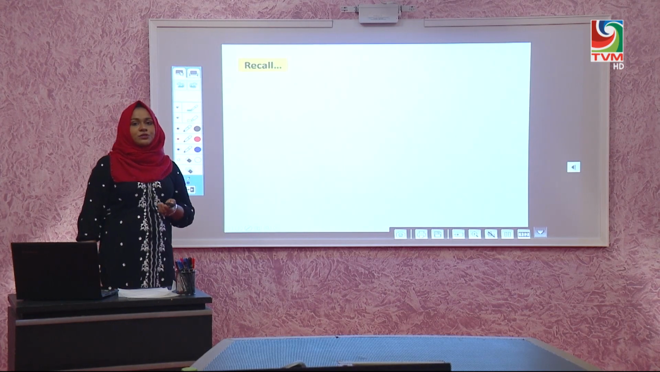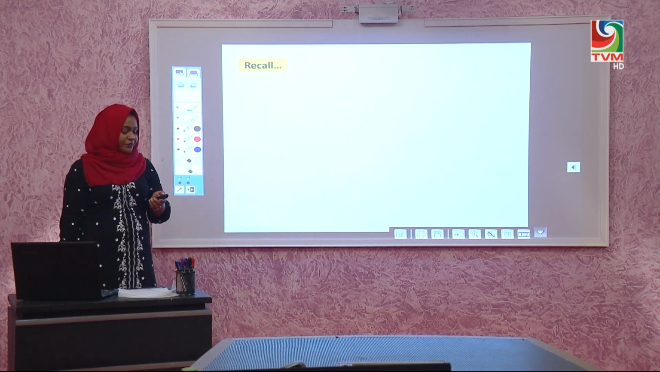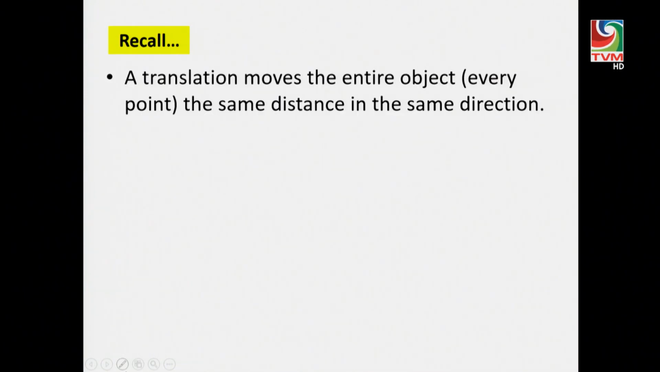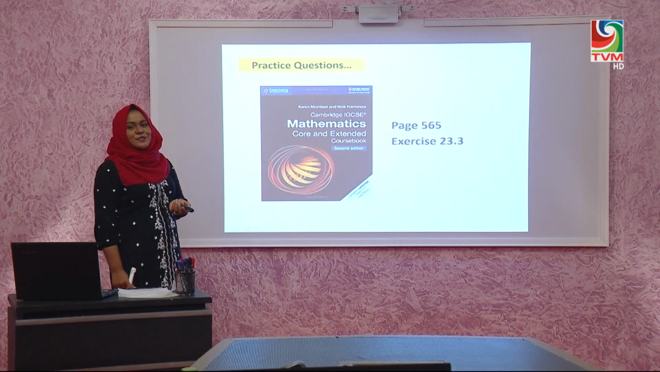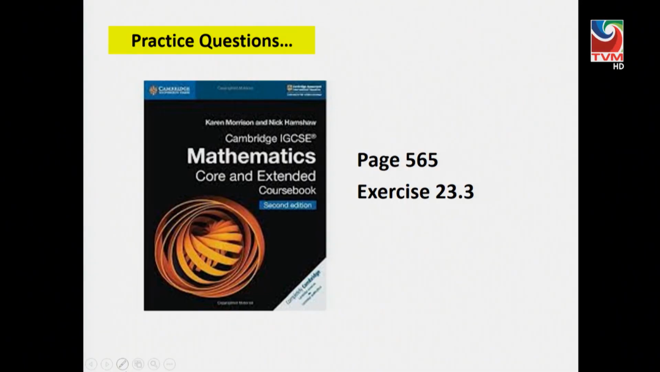So, that is all about translations in IGCSE. Let us recall what we have discussed in today's class. We know that a translation moves the entire object, that means every point on the object the same distance and in the same direction. And to specify the translation, both the distance and direction of the translation must be given by a column vector this way.